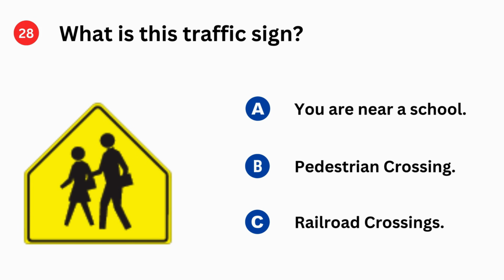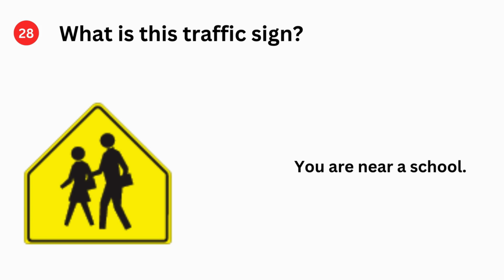What is this traffic sign? A, you are near a school. B, pedestrian crossing. C, railroad crossings. Excellent. It is the school crossing sign.